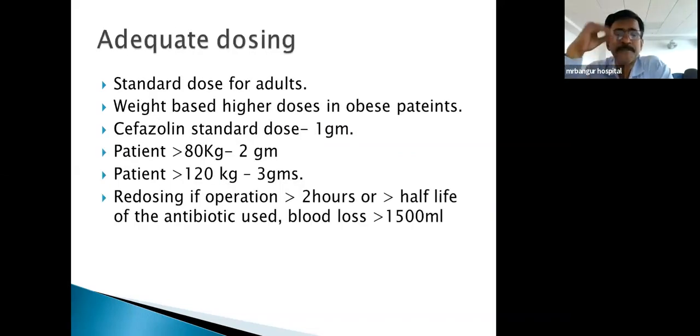What is the adequate dose? You need to give the adequate dose depending on the patient's body weight, and if the patient is obese, you need to give higher doses. The standard dose of cefazolin is 1 gram. For a patient over 40 kg, double to 2 grams. If the patient is super obese, you need to give 3 grams.